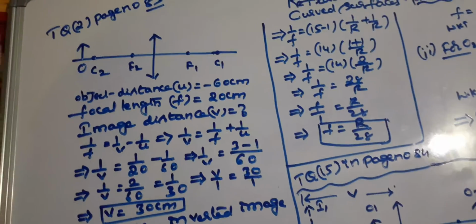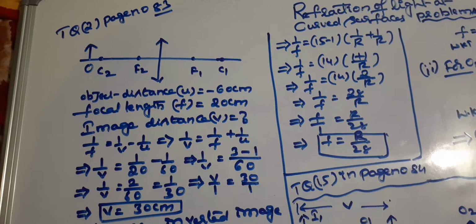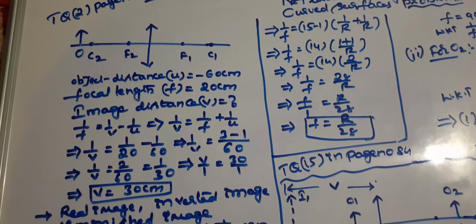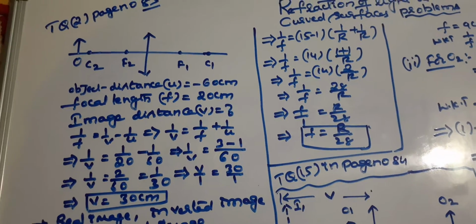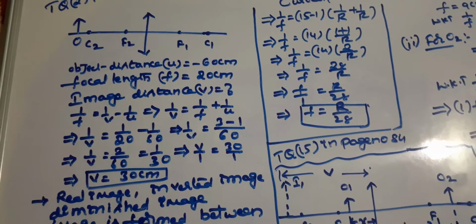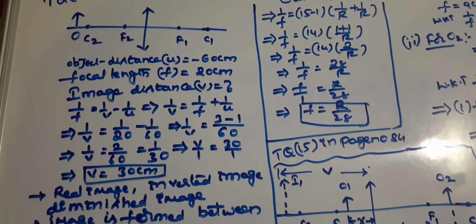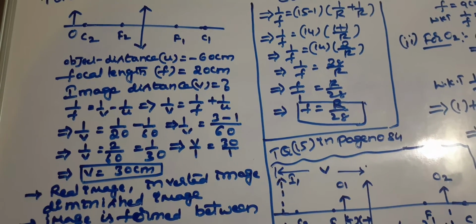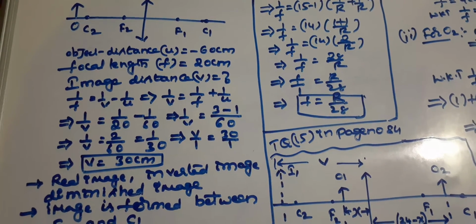You can see the textual question number 2 in page number 83. A converging lens of focal length 20 centimeter is given. When the object is placed at 60 centimeter from this lens, we want to find the image distance or image position and nature of the image. Students, you can see the diagram. From sign convention, object distance is taken 60 centimeter, and for converging lens, that is a double convex lens, focal length is positive and image distance we want to calculate.